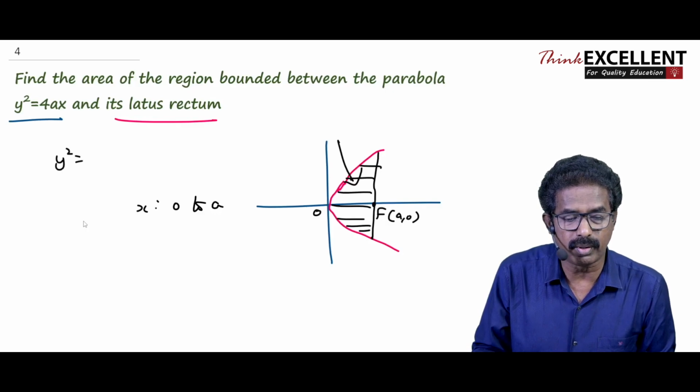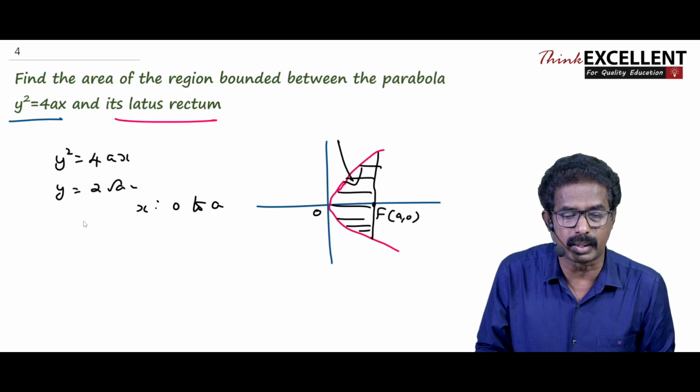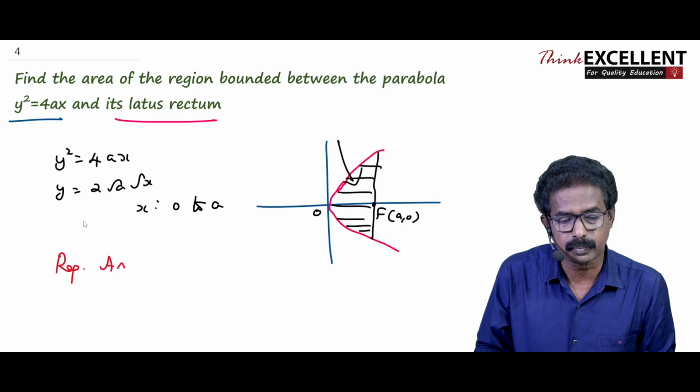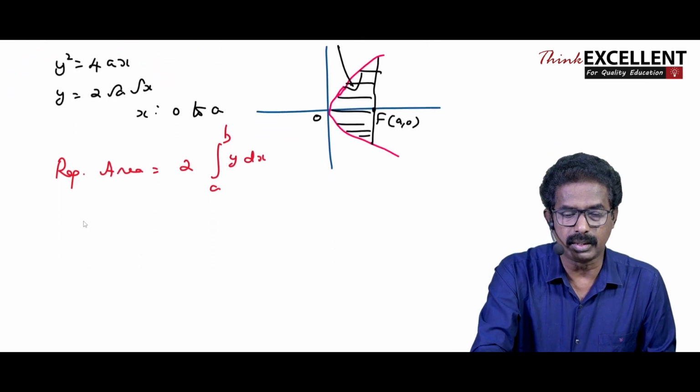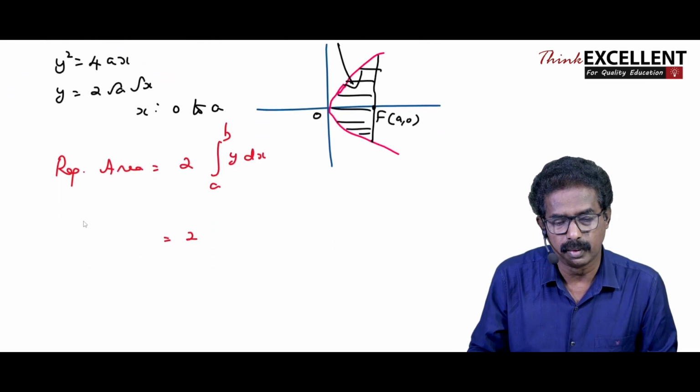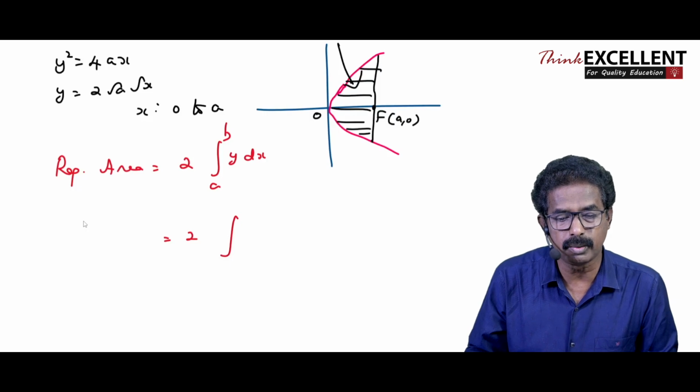Y square equal to 4x. If you take the square root, y equal to 2 root a root x, right? Very simple calculation. So the required area is 2 into the integral a to b of y dx. That is 2 into the integral from 0 to a, y dx, where the value of y is 2 root a root x dx.